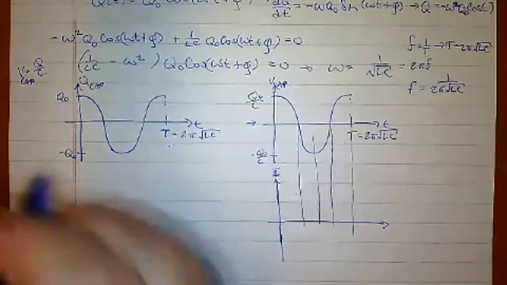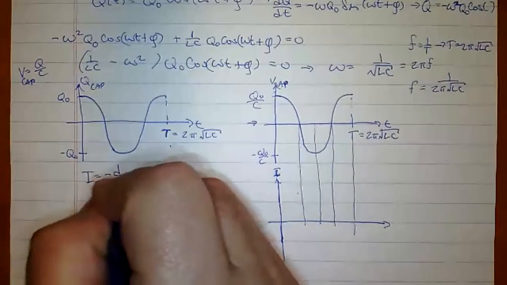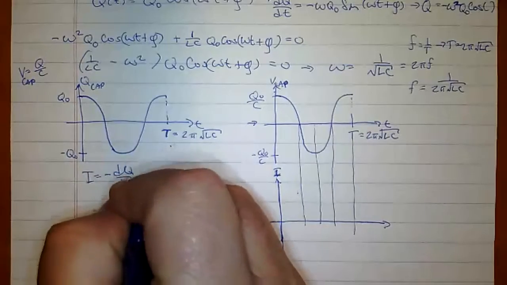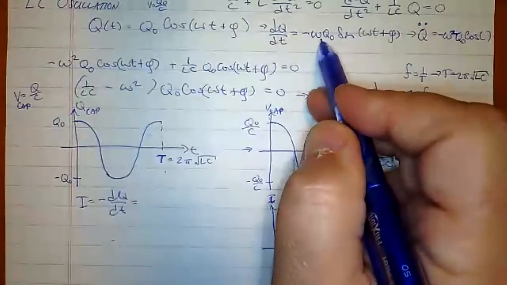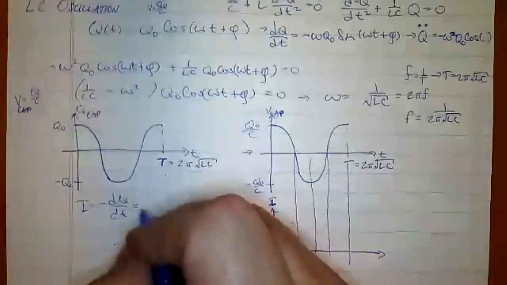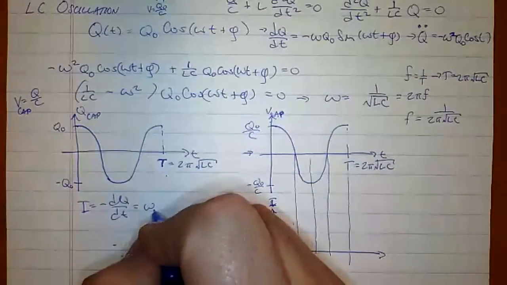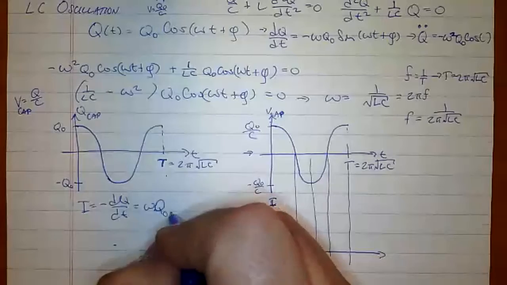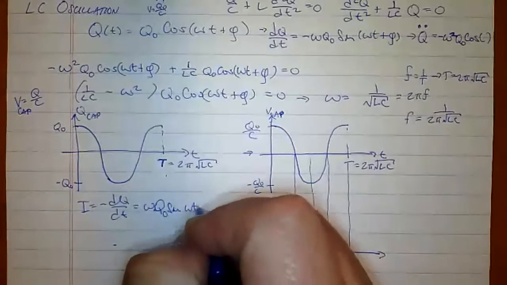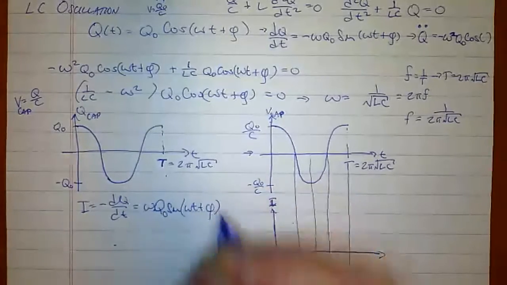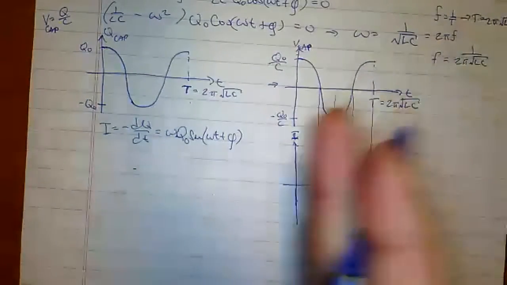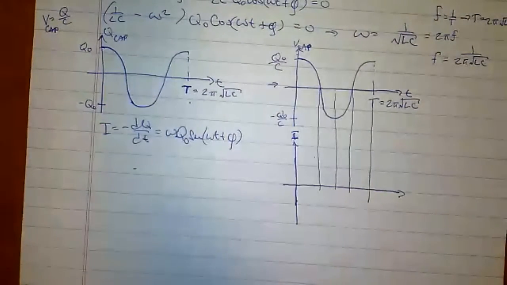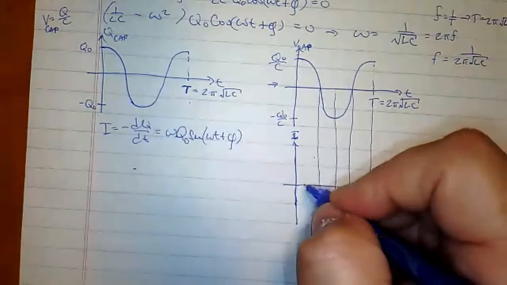Now, I is negative dq/dt, which we can see dq/dt was this, so it's going to become positive this. So it'll be omega Q0 sine(omega t plus phi). And we already decided we were going to treat phi as if it's 0. Again, if it didn't, this would shift over by an amount phi, and this would shift over by the same amount phi, so we'd still get the same results. That's the main thing I'm trying to say here. So this is just a positive sine wave.